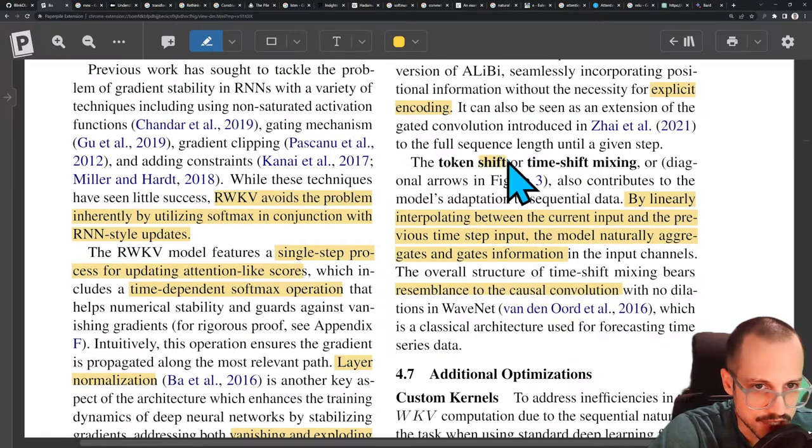I just feel like the word shift there is the biggest problem. The word shift confused me, because I was like, what does that even mean? But token interpolation, you can also call this token convolution with a kernel size of 2 and a stride of 1.